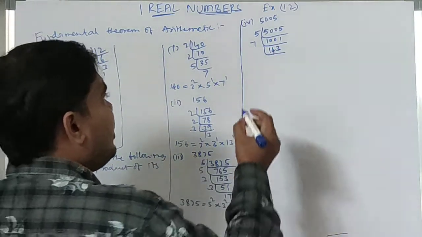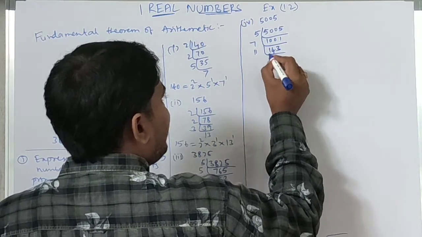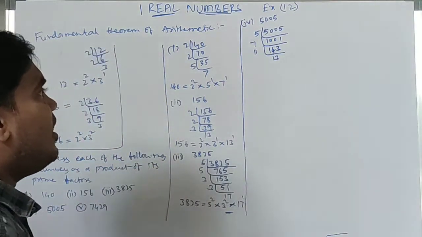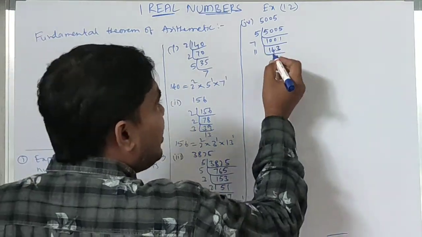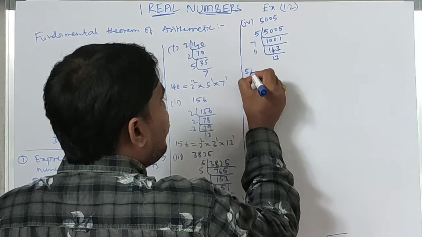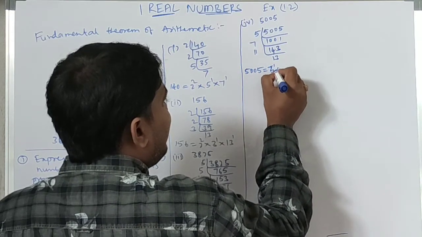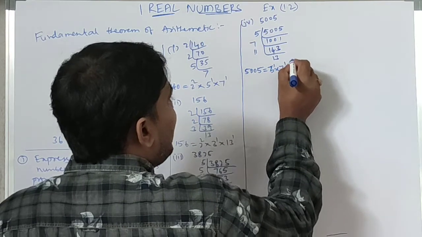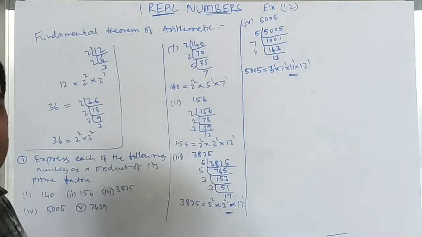So next, 11. 11 into 1, 11. 3, 33. 11 into 3, 33. So the factors are 5, 7, 11, 13. This 13 is a prime number, so it will be left. So 5005 equals 5 power 1, 7 power 1, 11 power 1, 13 power 1. So this is the required result.